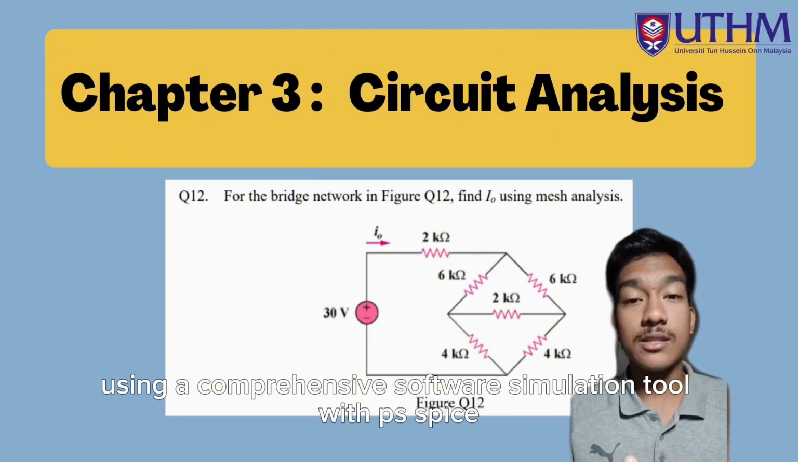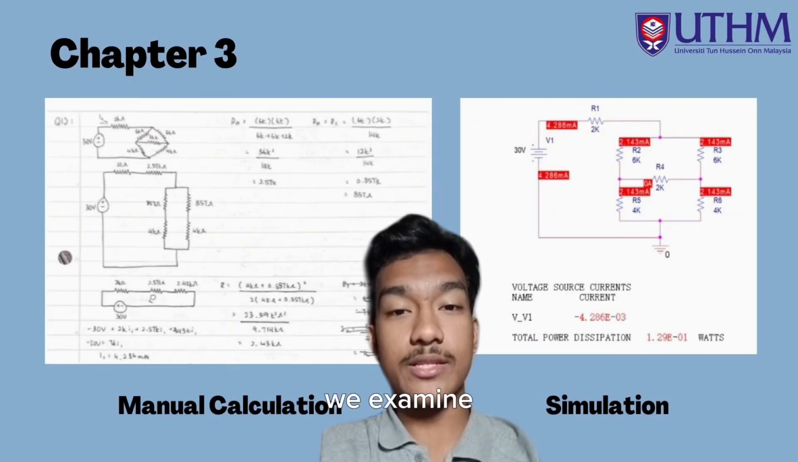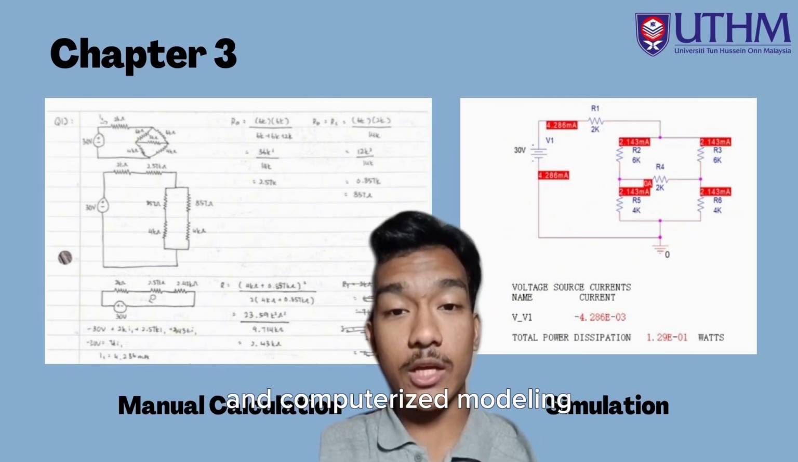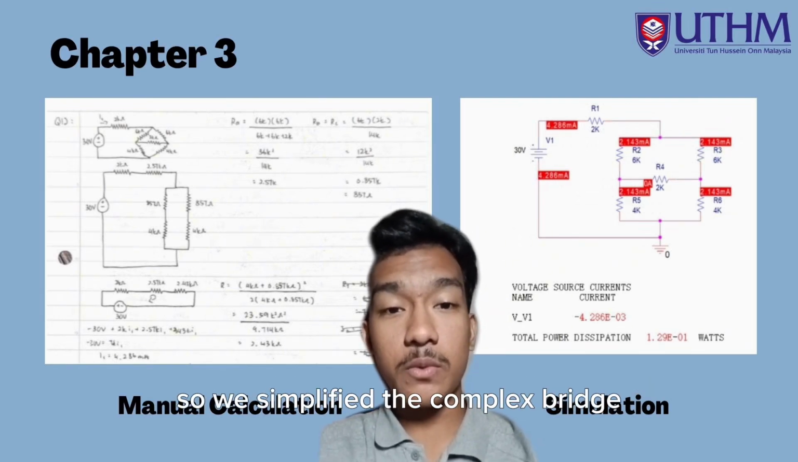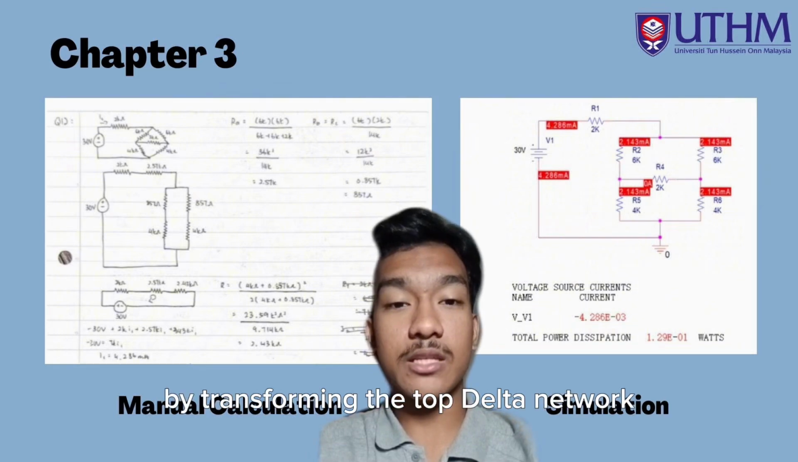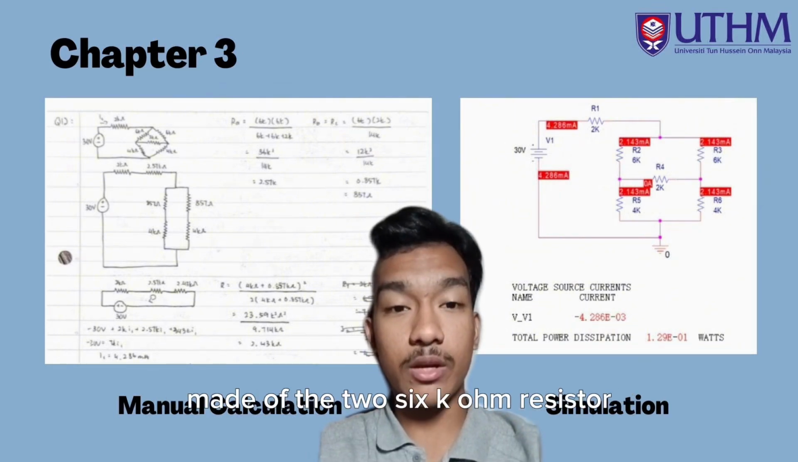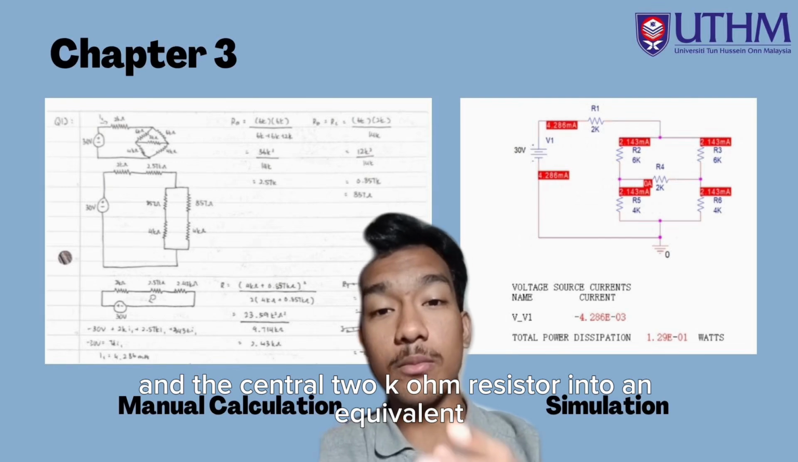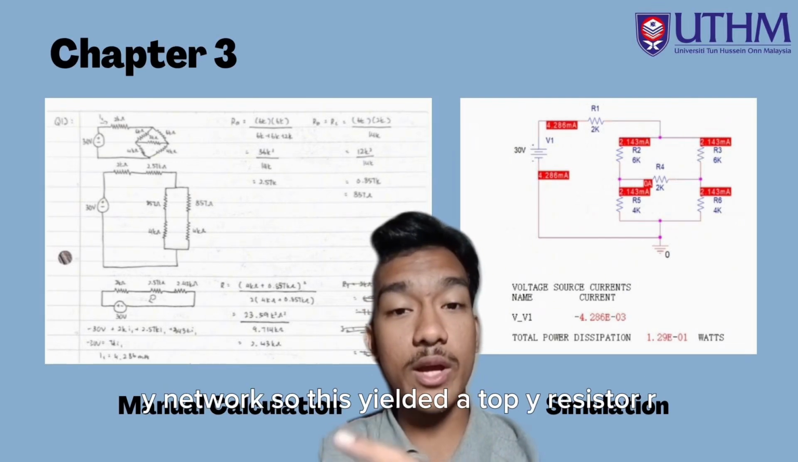with PSpice. So on slide 9, we examine the direct correlation between our theoretical derivation and computerized modeling. We simplified the complex bridge by transforming the top delta network made of the two 6K ohm resistors and the central 2K ohm resistor into an equivalent Y network.